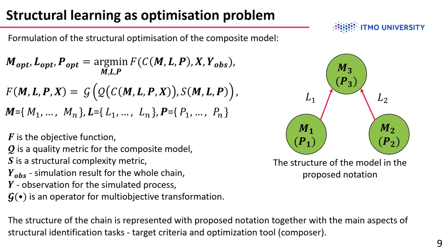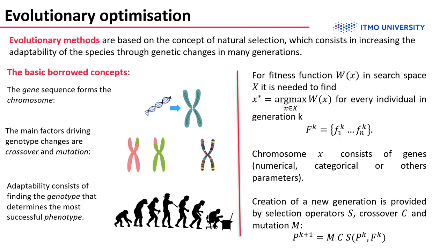And of course, this problem can be considered as a multi-objective case, when we want to find a compromise between quality and structural complexity. And also it can be considered as single-objective optimization when we use the structural complexity as a penalty for the quality. We tried to solve this optimization problem using evolutionary methods.